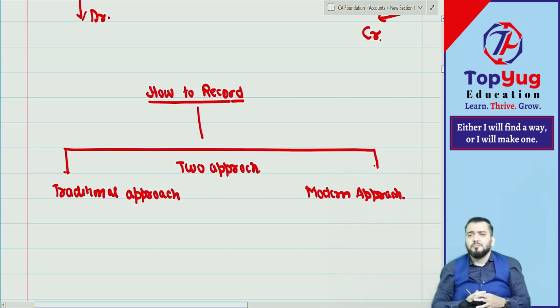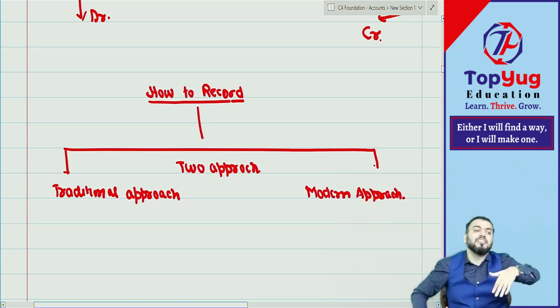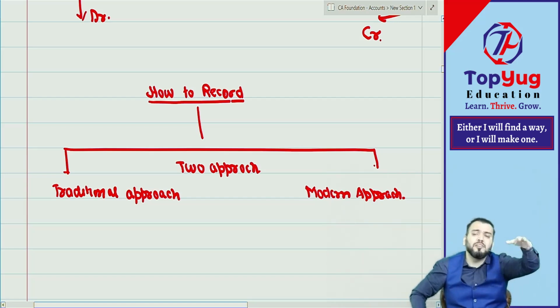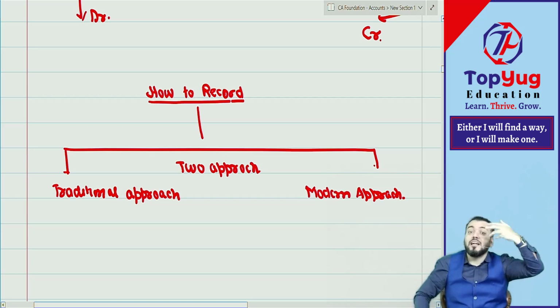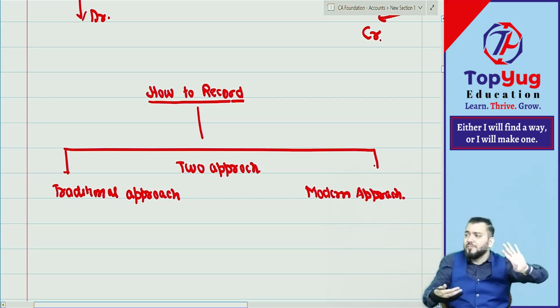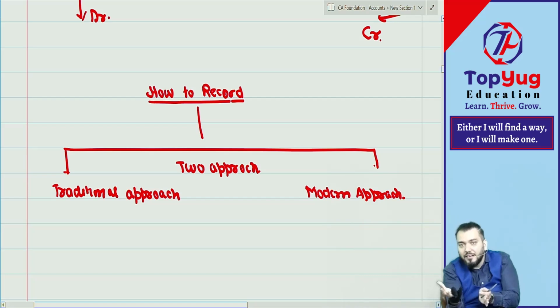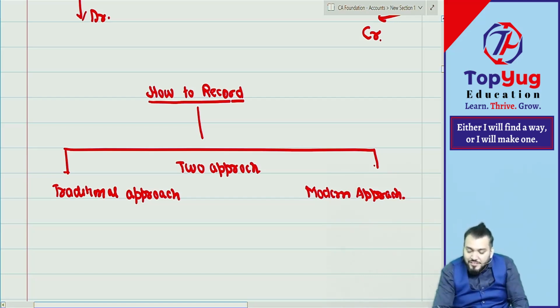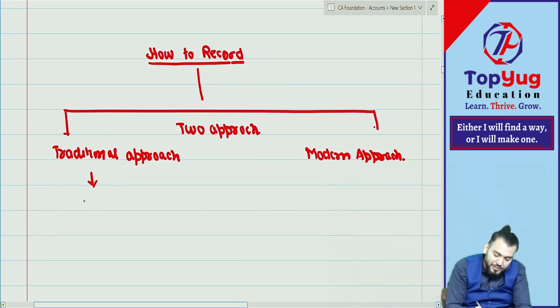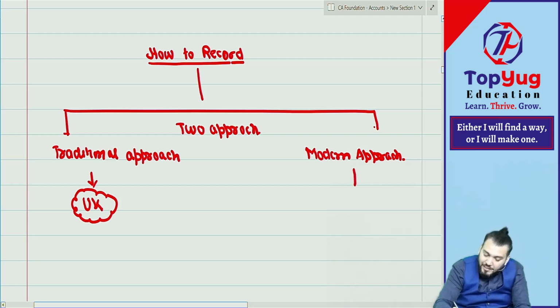Correct? One approach was given in traditional days, from the days of Luca Pacioli, that became the traditional approach. But now we are in the modern world, so a different approach is given, known as the modern approach. However, the end result of both approaches will be the same. This traditional approach is actually UK based. UK means England. And the modern approach is US based.